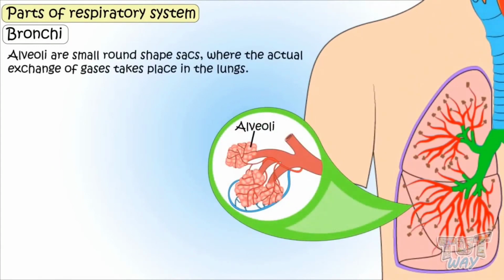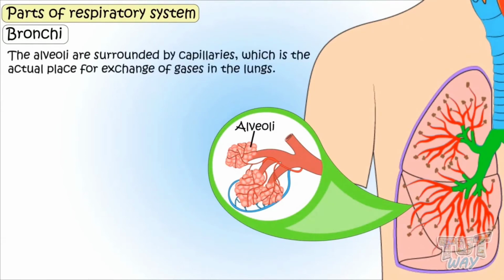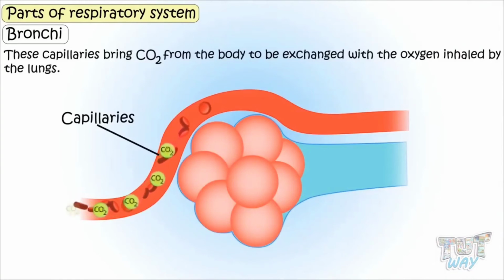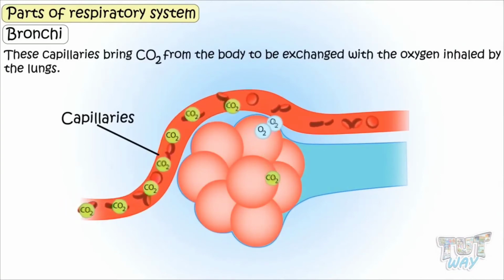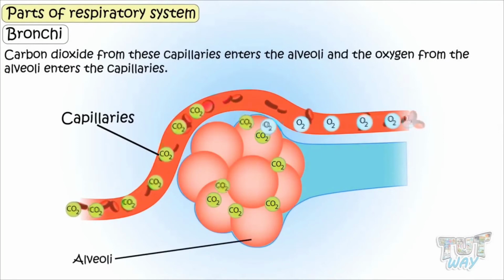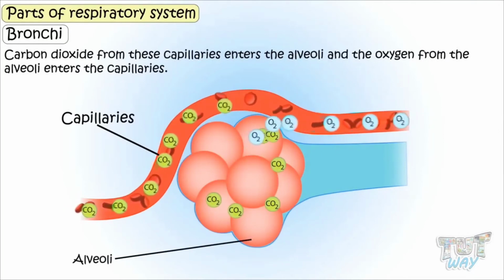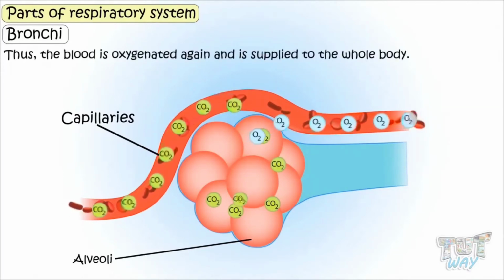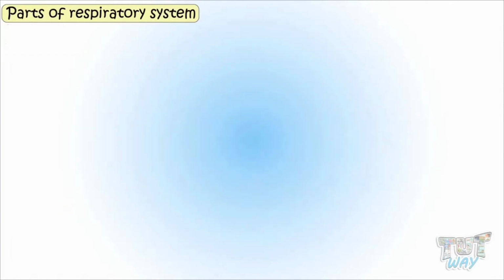Alveoli are small round sacs where the actual exchange of gas takes place in the lungs. The alveoli are surrounded by capillaries, which is the actual place for exchange of gas in the lungs. The capillaries bring carbon dioxide from the body to be exchanged with oxygen inhaled by the lungs. Carbon dioxide from the capillary enters the alveoli, and the oxygen from the alveoli enters the capillaries. Thus, the blood takes up oxygen again and is supplied to the whole body.